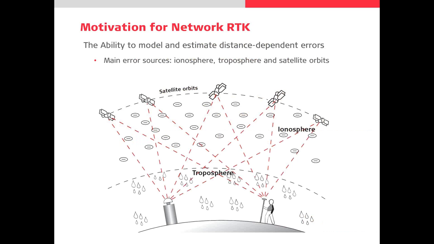So to begin with, the motivation for network RTK is pretty simple. We want the ability to model and estimate distance-dependent errors. Those three main sources of error are the ionosphere, the troposphere, and the satellite orbital errors. You can see in this little graph that at different points we have different types of noise that creep into the system. With network RTK, we're trying to mitigate these to the best of our ability. We can't completely eliminate them, but we can model, estimate, and try to eliminate them the best we can.